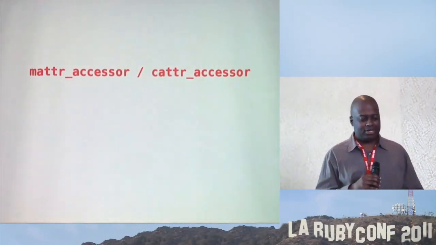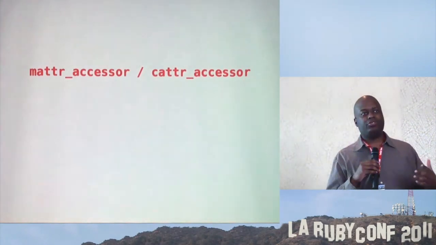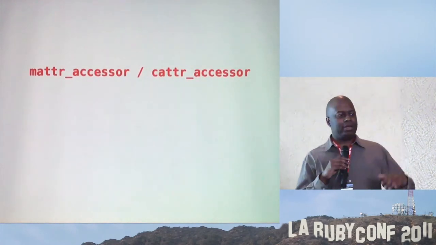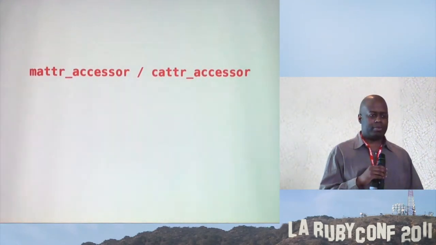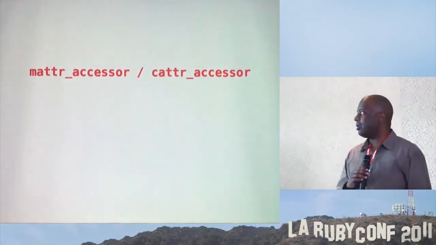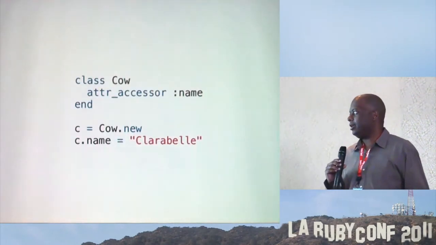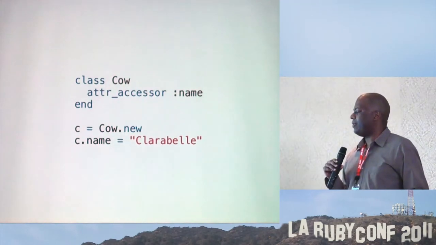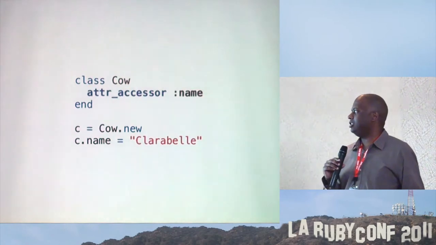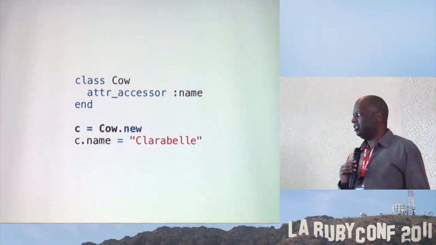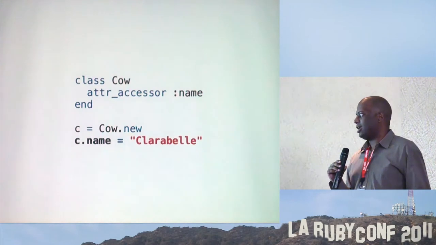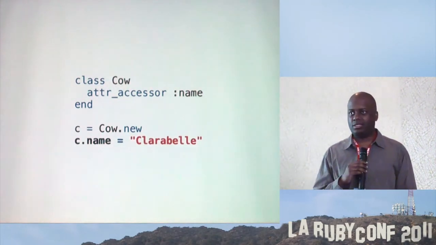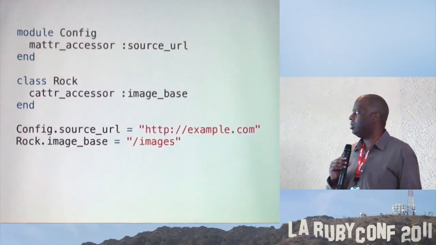But let me tell you what you get inside of active support. If you notice, accessors are usually only for your instance level. Rails is like, you know what, we're better than that. We want accessors at our module and our class level. So active support gives you this. And here's the accessor for at the instance level. And you notice that I define the accessor, and then I instantiate a cow, and I name the cow Clarabelle. I like examples with cows as classes, so you will see this a lot in this talk.